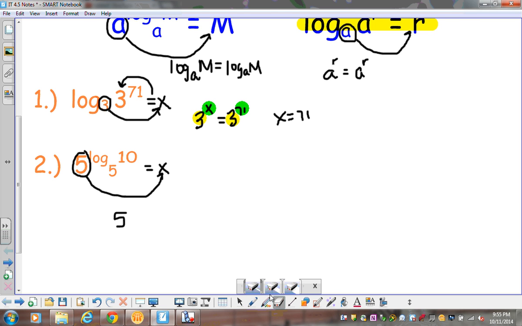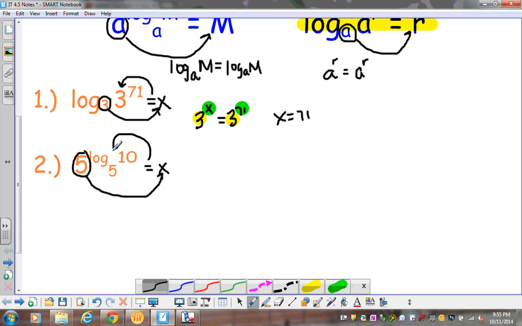I'm sorry, and now I'm converting it to an exponential. So it's going to be log base 5 of x equals log base 5 of 10. So right here, I've got the same base. It's pretty easy to see that x has to equal 10.